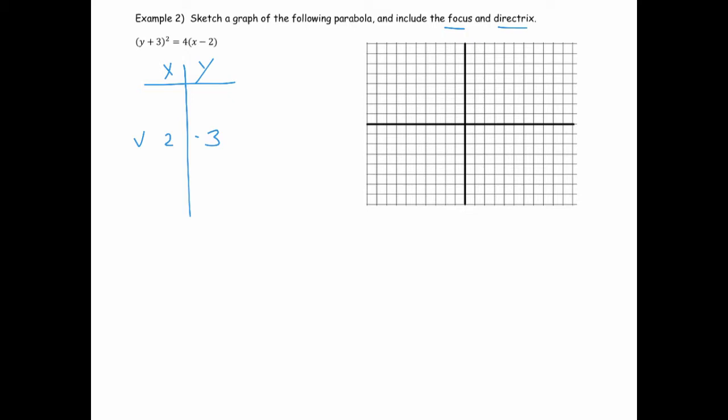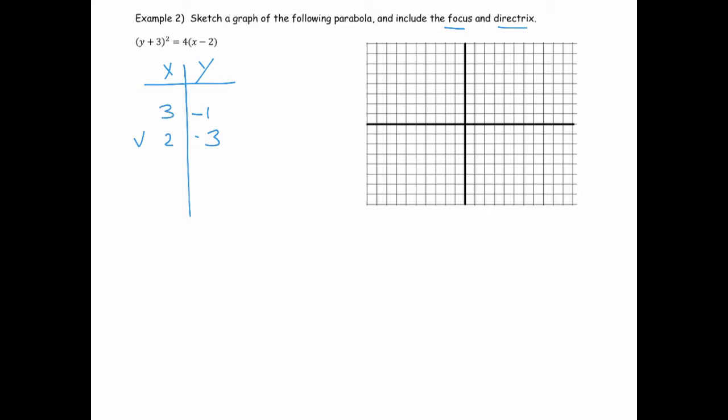So convenient values would be something like -1, right? If you plug in -1 for y, then that turns the left side of the equation into a 4. Dividing both sides by 4 gives you a 1 on the left side. X minus 2 equals 1, and then add 2 to both sides and you get 3. So 3, -1 is a point on this parabola.